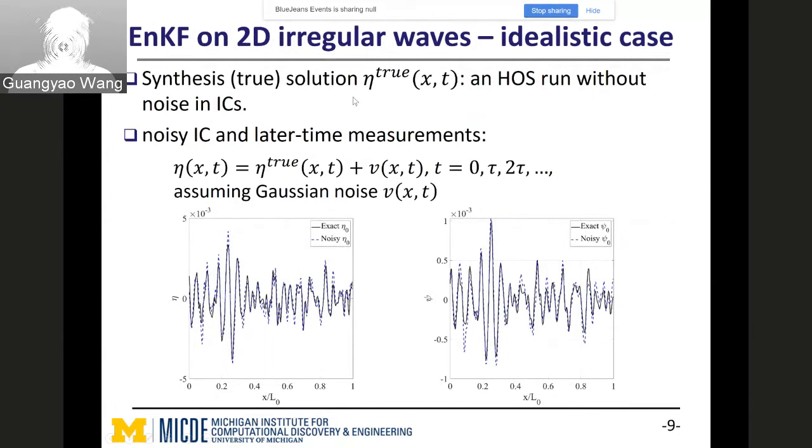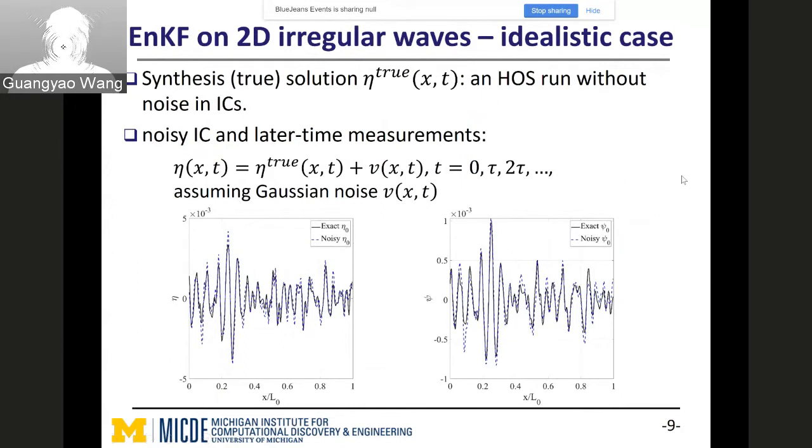Let's look at two example cases. The first one is an idealistic case in which we assume that the computational domain is finite and we can get the initial conditions for the whole computational domain.